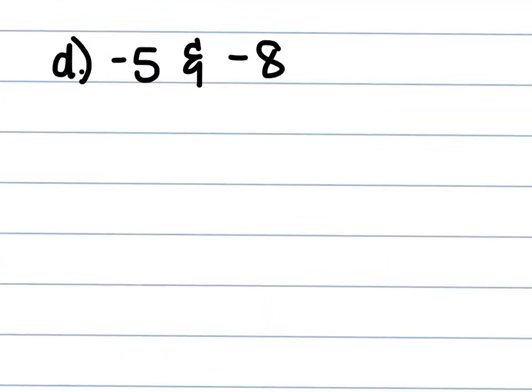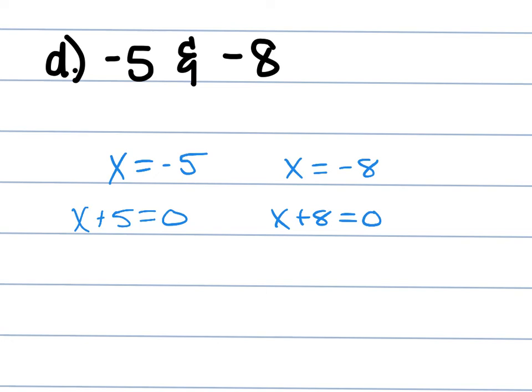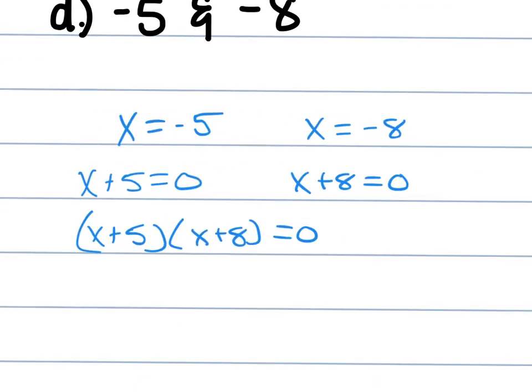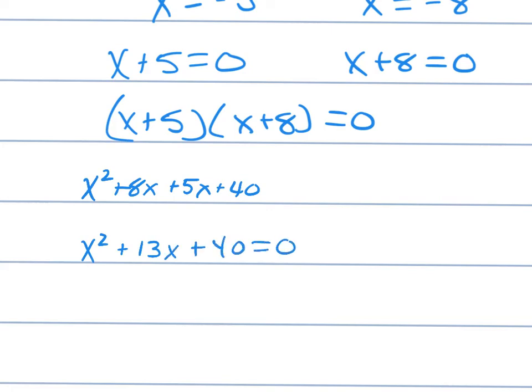All right, last one of having to hear my ugly voice. Here we go. X equals negative 5. X equals negative 8. So we get x plus 5 equals 0 and x plus 8 equals 0. X plus 5 times x plus 8 equals 0. Excuse me, we're going to FOIL that out. First times first, outer times outer, inner times inner, and last times last. X squared plus 13x plus 40 is equal to 0.